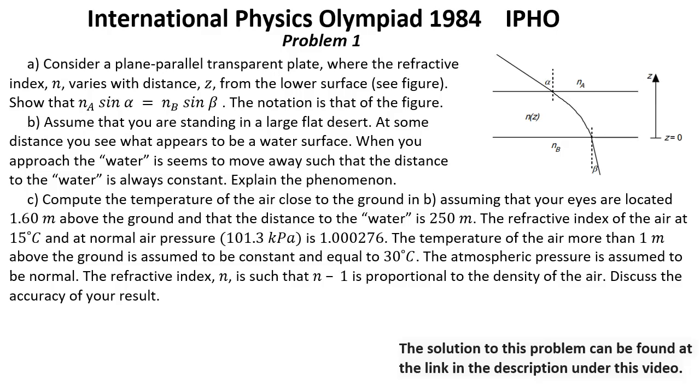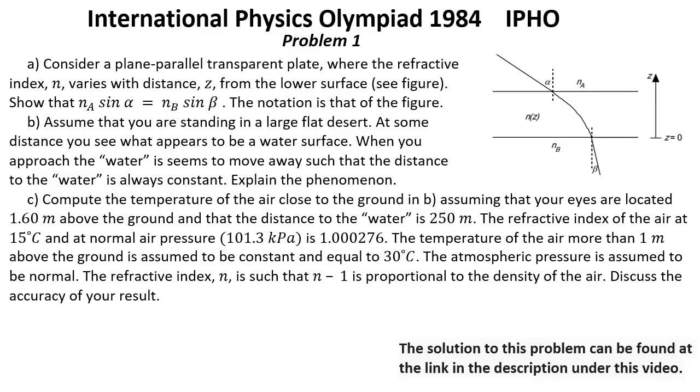Consider a plane parallel transparent plate where the refractive index n varies with distance z from the lower surface. See figure shown. Show that n_A multiplied by sine alpha equals n_B multiplied by sine beta. The notation is that on the figure.